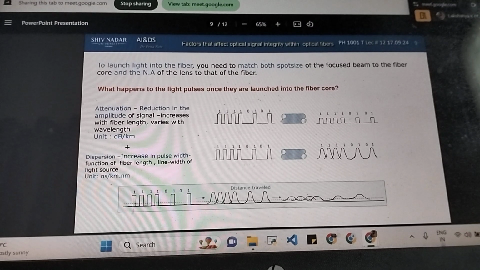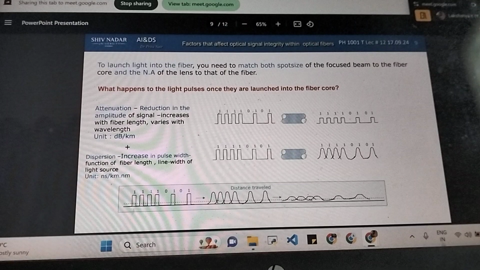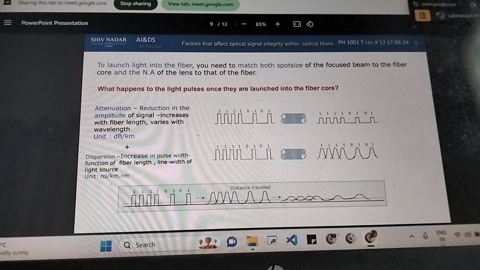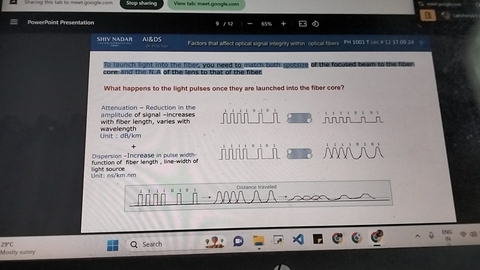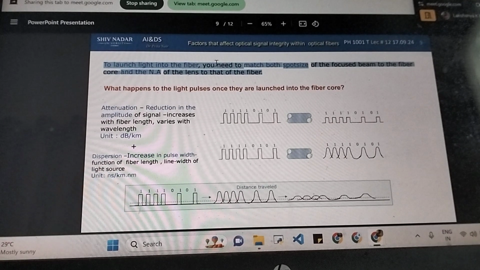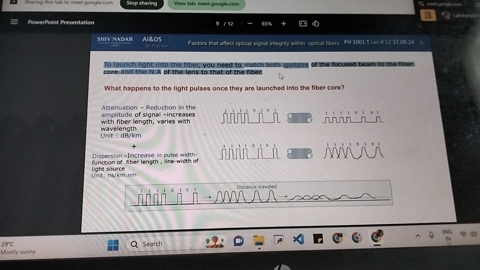With that we come to the end of the derivation part, numerical aperture and acceptance angle and all that. So now we'll be looking at factors that affect optical signal integrity. But before we go into that, there's a quick point I want to draw your attention to. What does this sentence say?